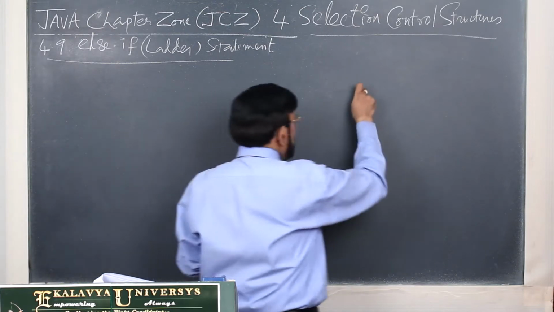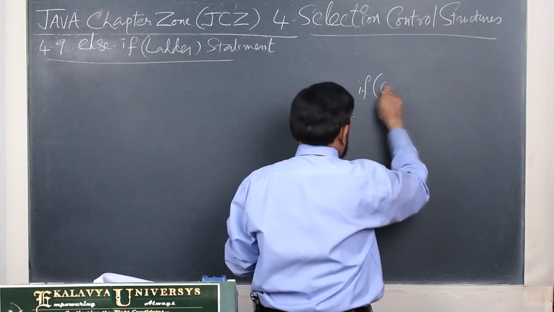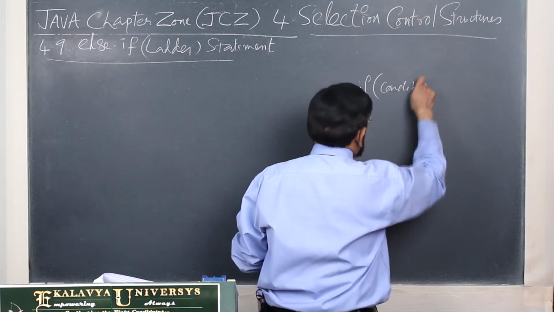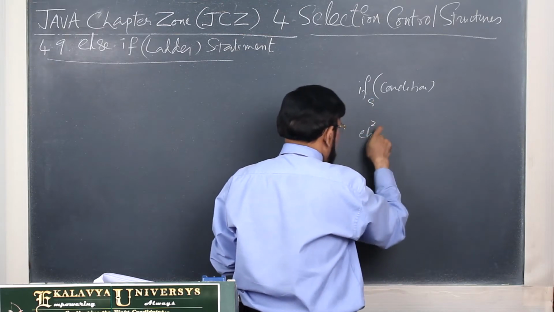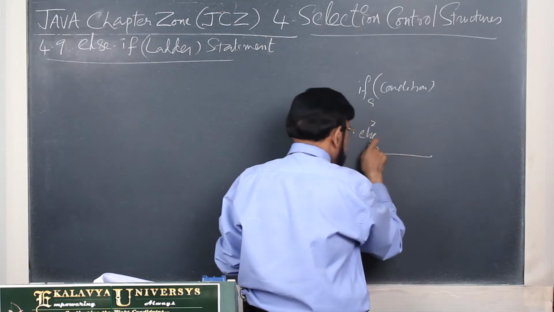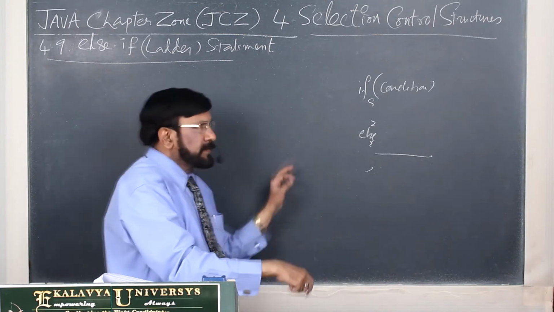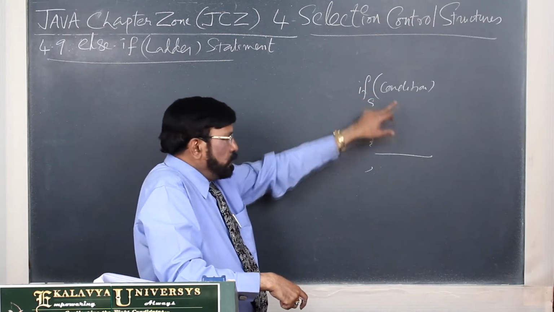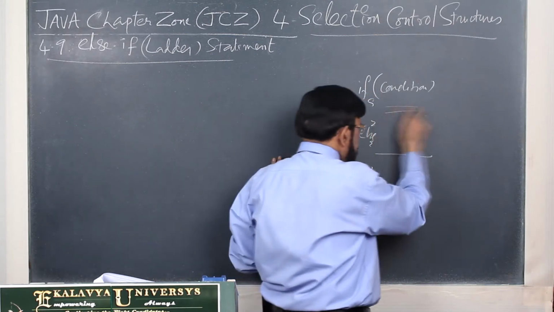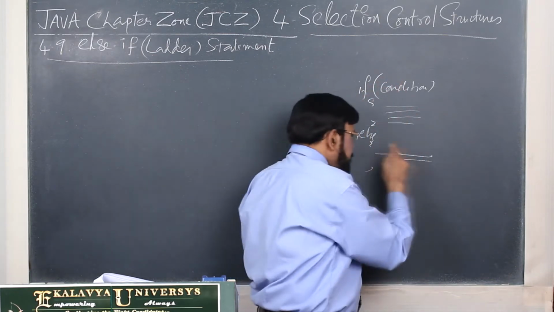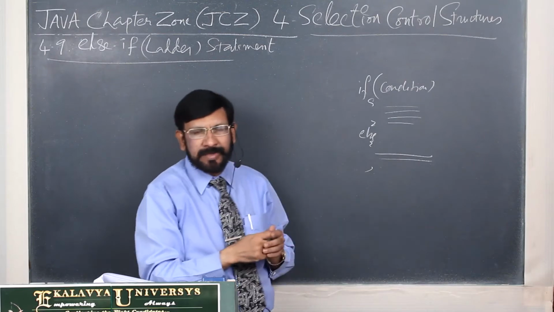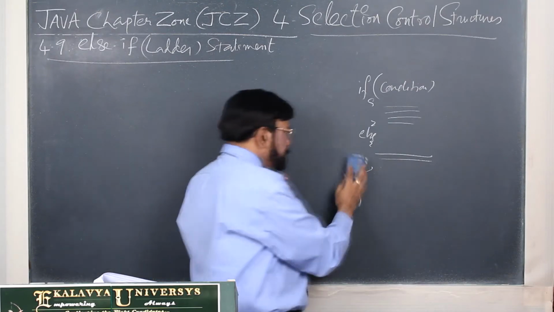How do you write the code? If condition, if block, else. For else you are not writing any condition. That is, if true, these statements are executed. If the condition is false, these statements are executed. This is the way we write if else.